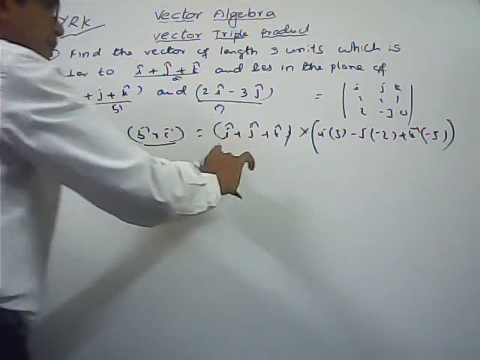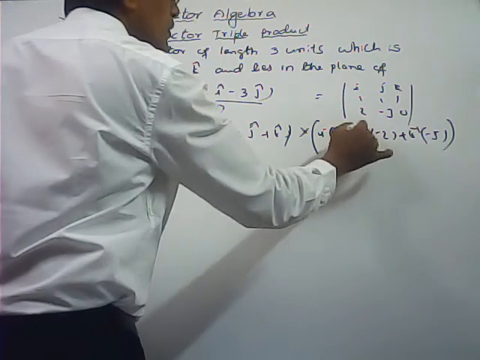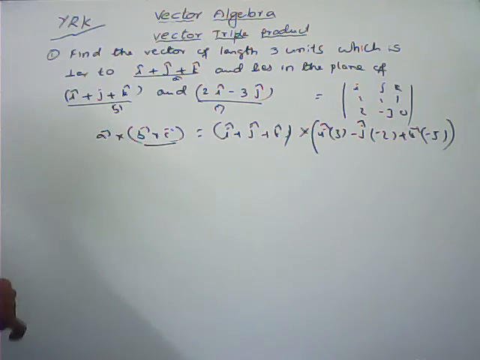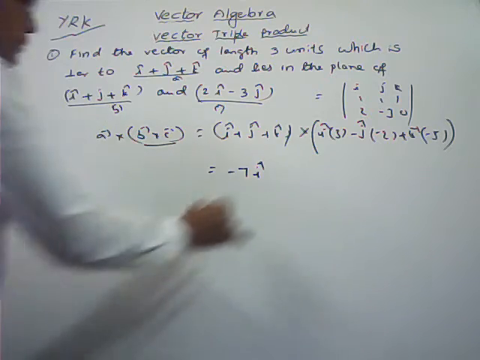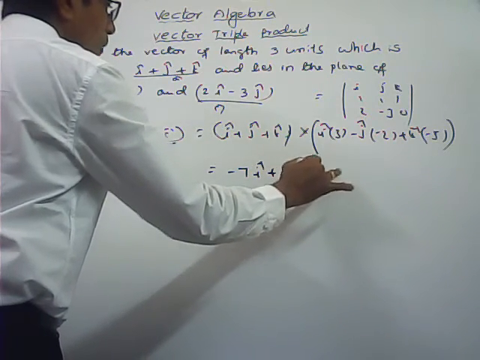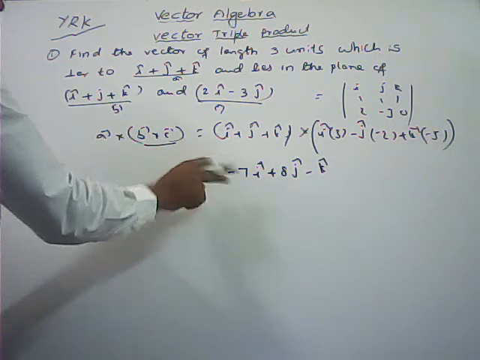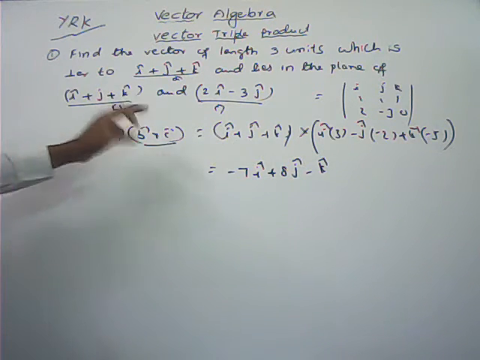Next again i j k, 1 1 1, 3 2 minus 5. Again do that one and simplify. Here we can get minus 7 i cap plus 8 j cap minus k cap. That is A bar cross B bar cross C bar. This is the vector perpendicular to this one and lies on the plane containing these two vectors.